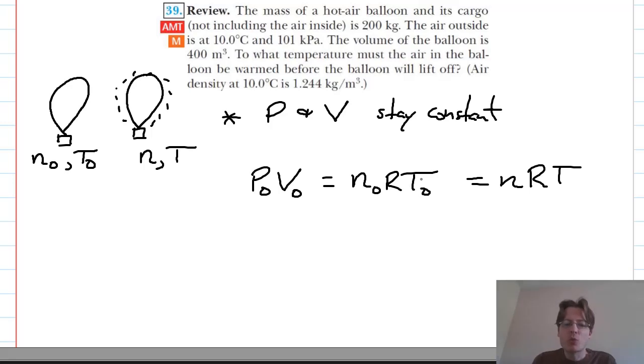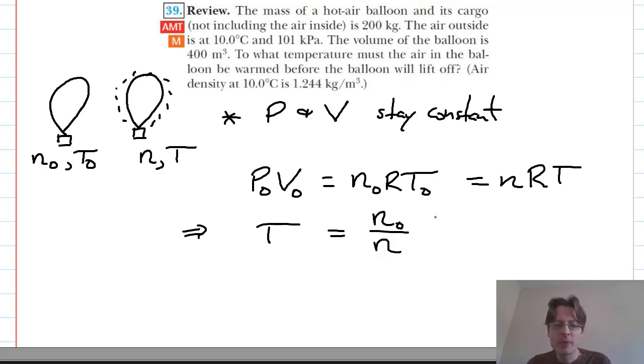This lets me set up a simple ratio to find the final temperature. This tells me that the final temperature would be found by the initial number of moles divided by the final number of moles multiplied by the initial temperature. Now remember, there's actually more gas in there at the beginning when it's cold. When you warm it up, the gas is less dense inside, and so N naught is bigger than the final number of moles. So it's going to give us a higher temperature needed to make the balloon float. The question is, I don't know the number of moles. I need to figure out how much gas is going to be in there in order to make the thing float.